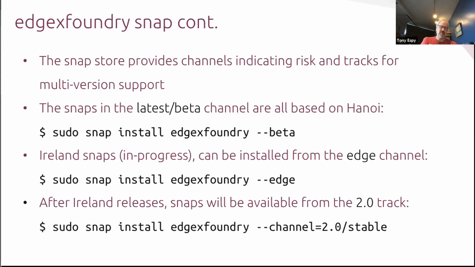And then the last point, I talked about channels, right? Channels are levels of risk. Tracks are actually about versions. So when Ireland releases, Ireland will be a 2.0 release of EdgeX. And so we are creating a new track called 2.0 so that you will be able to get the Ireland version of EdgeX from 2.0 stable. And we'll keep Hanoi in latest stable probably until Jakarta releases, which is our target LTS release. Next slide, please.